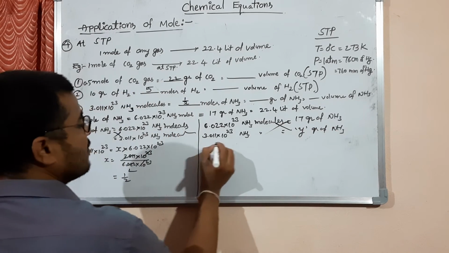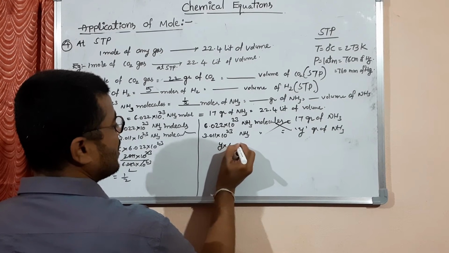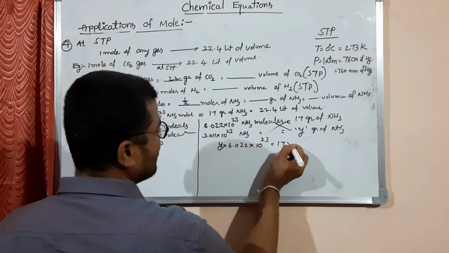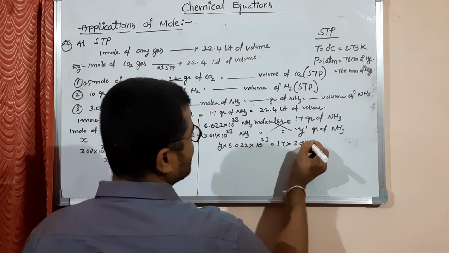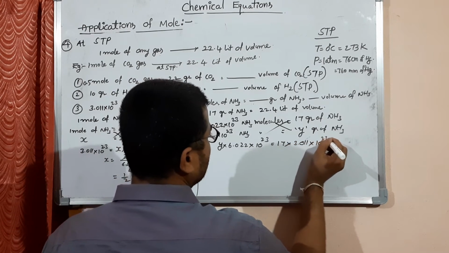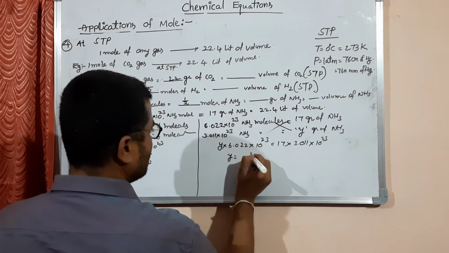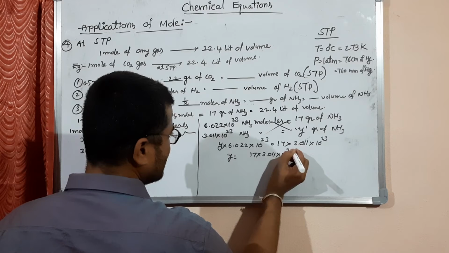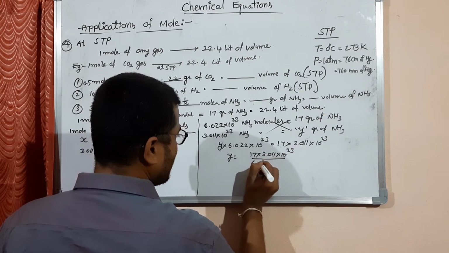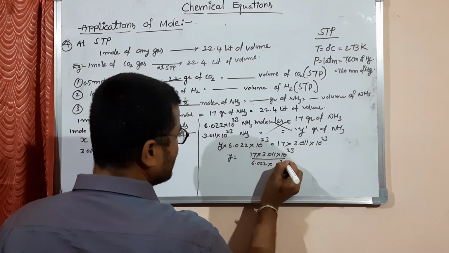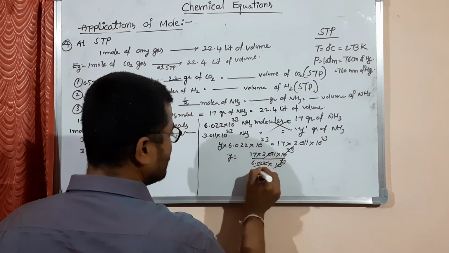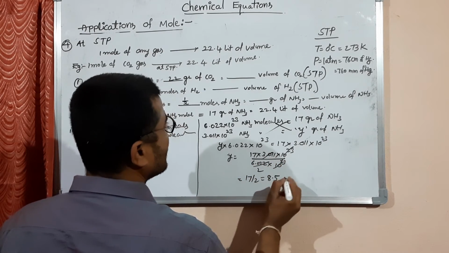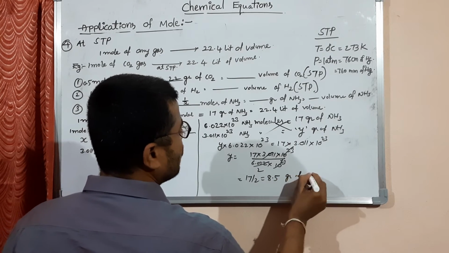Cross multiply. y into 6.022 into 10 to the power of 23 is equal to 17 into 3.011 into 10 to the power of 23. Now y is equal to 17 into 3.011 into 10 to the power of 23 divided by 6.022 into 10 to the power of 23. These two cancel. 17 by 2, you will get 8.5 grams of ammonia.